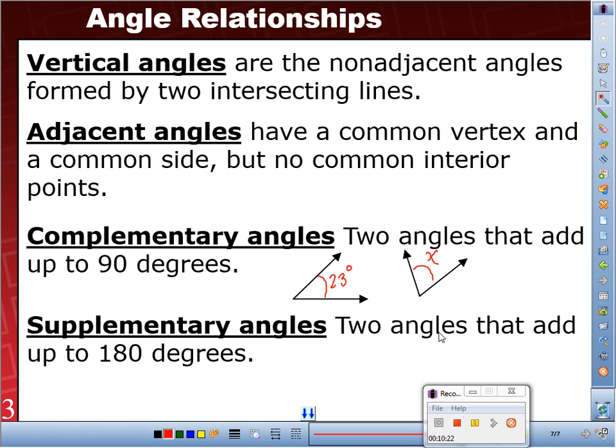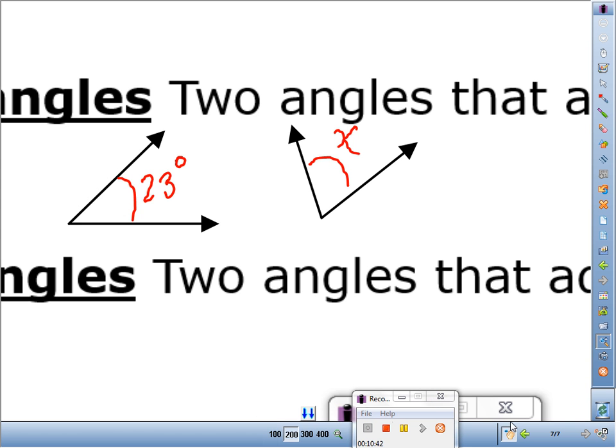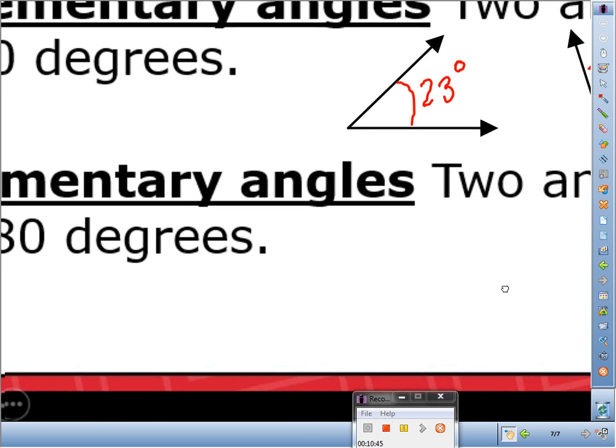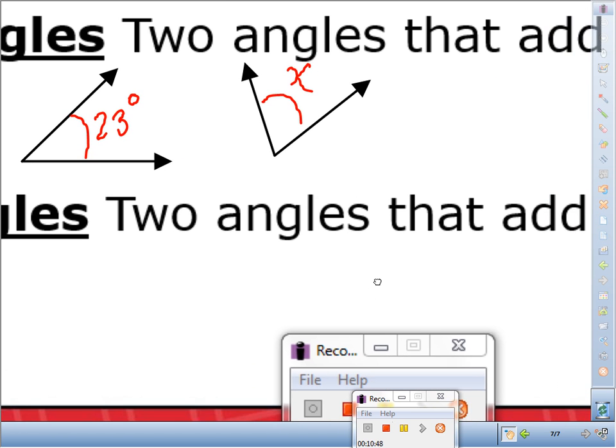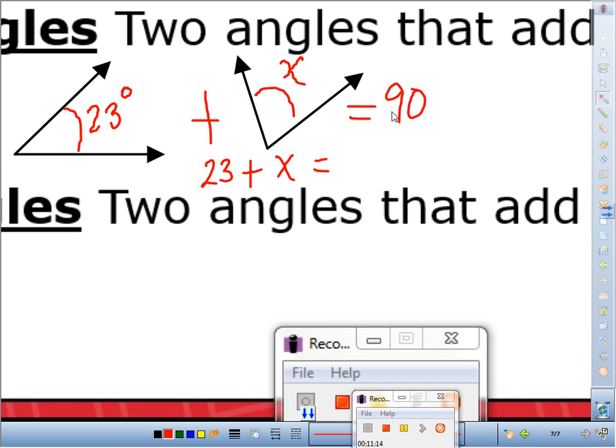All right, so let's work on this one. Here we go, I'm going to zoom in. Complementary angles, it says that it's two angles that add up to how many degrees? 90. So here they give us two angles. Look up, please. These two angles are complementary, but this one doesn't have a measurement. We know that this one plus that one should equal what? 90 degrees. Do you see the equation? Let's write the equation: 23 plus x equals 90 degrees.